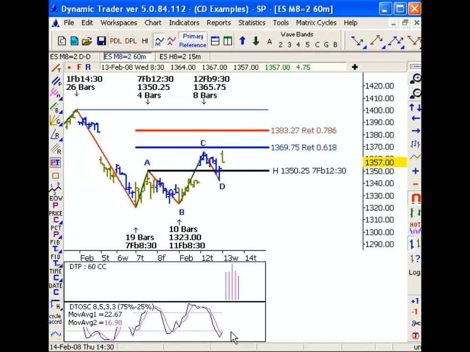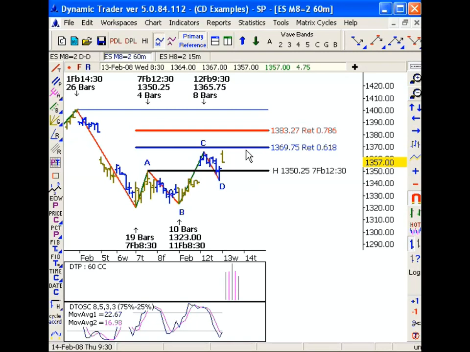So as of the last bar in the chart, more than likely the S&P would be sideways to up for a few 60-minute bars. The upside might be fairly limited. We have just the simple internal retracements on a 62 and 78%, and it's just a few ticks short of the 62% retracement.